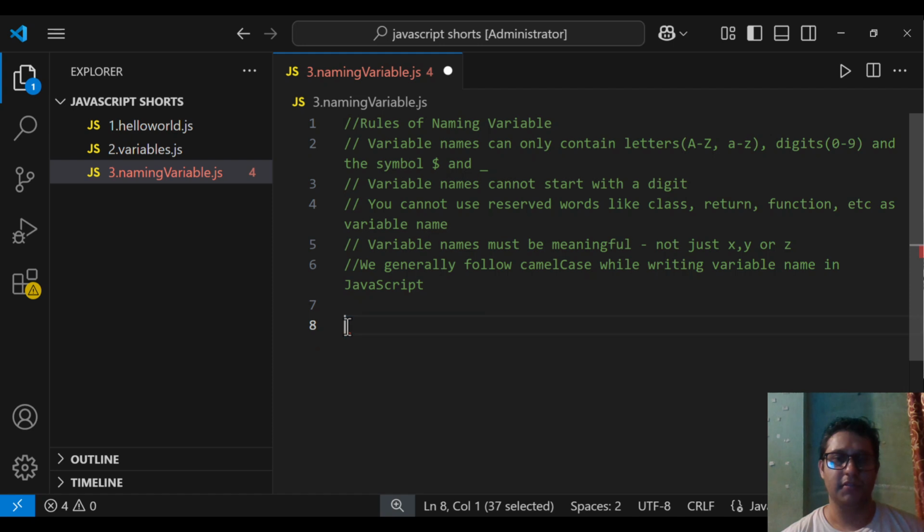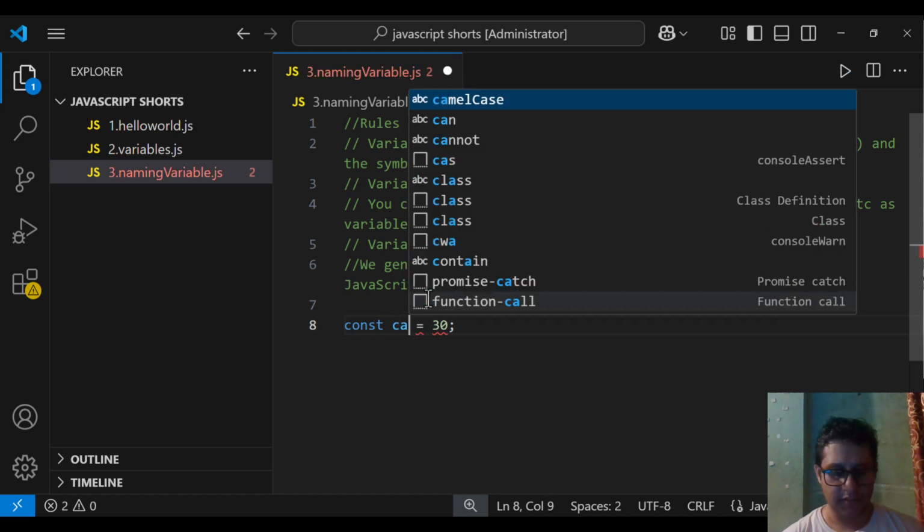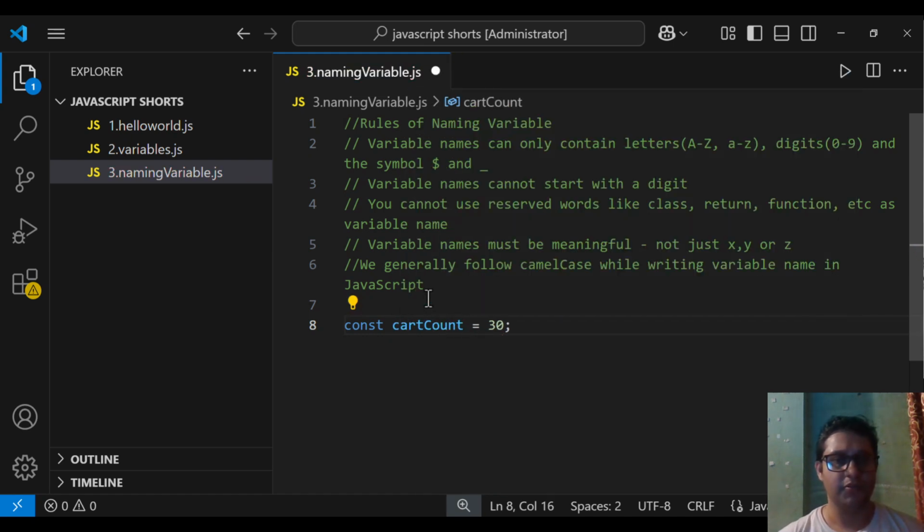And one very important thing, variable names must be meaningful. I cannot just write like this: const x = 30. If I write like this, then what is the meaning here? What is the meaning of 30? What is 30? For example, if it is cart count, then we write cartCount. Or suppose it is the age of some person, age of Ram, then we can write like this. So the variable names must always be meaningful. It must not be like X, Y, Z, not like this.